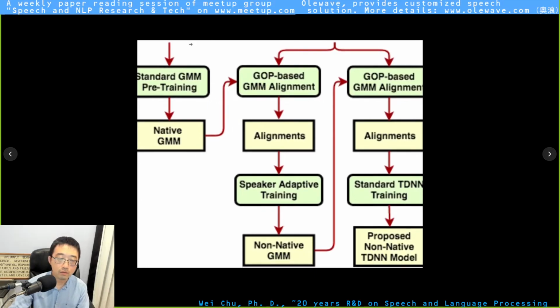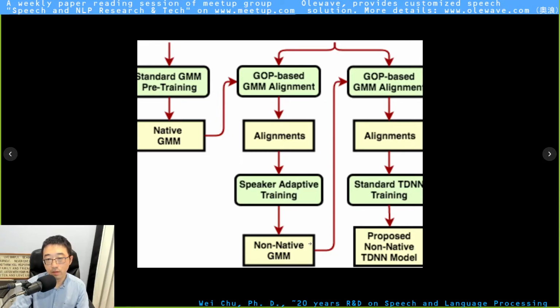Let me see if we can explain the whole procedure to you. First of all, I come up with the L1 model. Then I use the L1 model in this proposed GOP-based GMM alignment here. After I got the improved alignments, and this is standard, I run the speaker adaptive training. Then I got a L2 model.